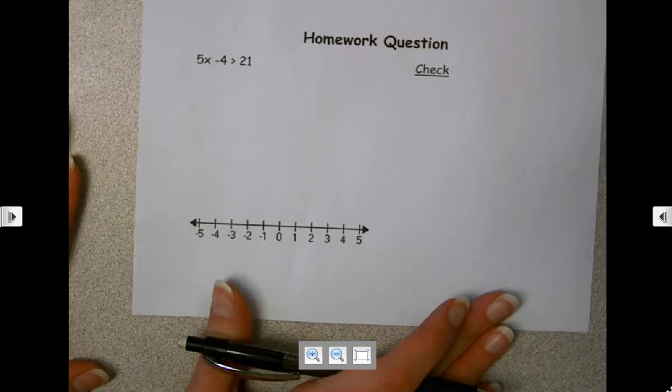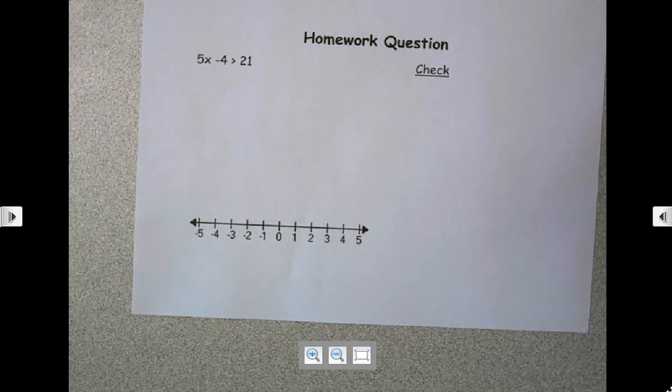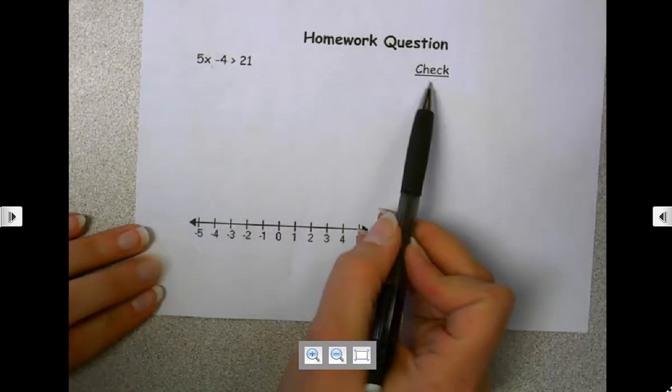All right. So tonight what I would like you to do is I've got one extra problem that I want you to try completely on your own. Have it ready for tomorrow. Remember, we want to solve, check, and graph.